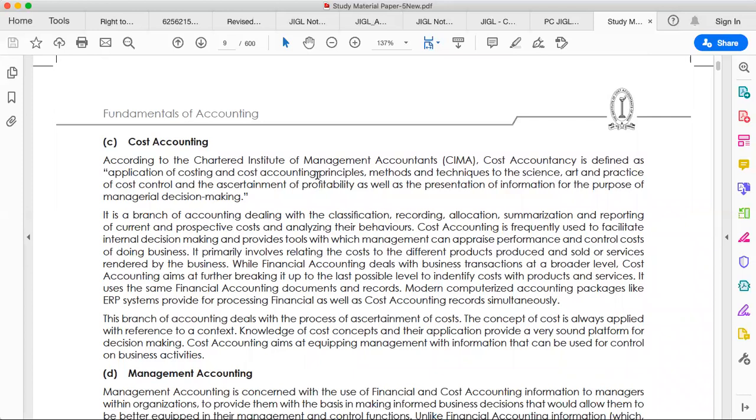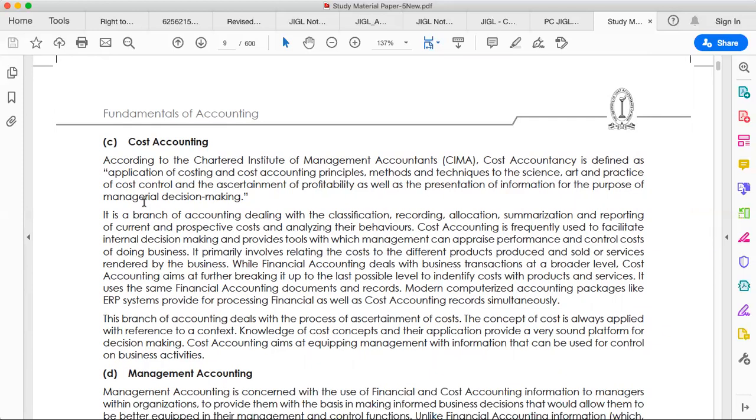So our institute looks into this. Instead of management accounting, management accounts, cost accountancy is defined as application of costing and cost accounting principles, methods, and techniques to the science, art, and practice of cost control and ascertainment of profitability, as well as presentation of information for the purpose of managerial decision making. What is important is managerial decision making.